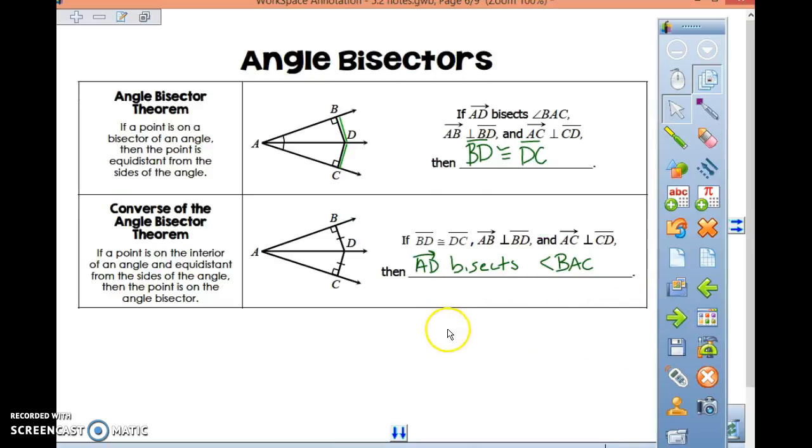The next topic is angle bisectors. So if we start out with an angle AB, and we have an angle bisector, that bisector is equidistant from both of those rays on that angle. So then this length would be the same as this length. The converse of that says if we have an angle and we have a point somewhere on the interior of that angle that is equidistant, then that line that it is on is the angle bisector.